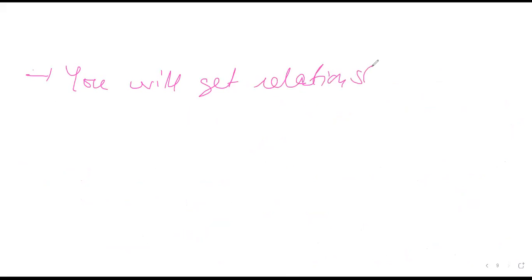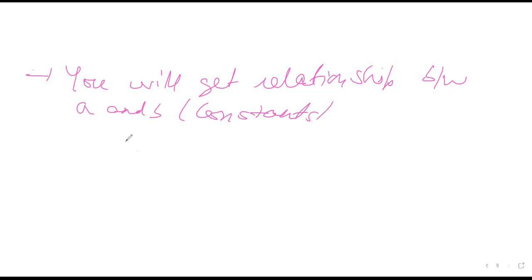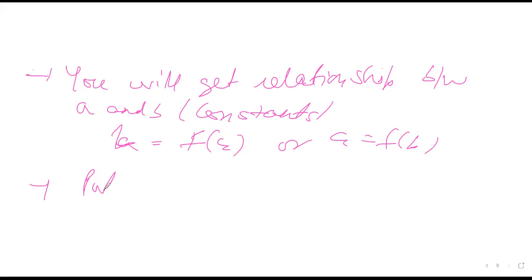After that, you will get a relationship between A and B. That is, between the arbitrary constants we will get a relation. That is, B is equal to some function of A, or A is equal to some function of B. Whatever you like, both are fine. Then put B equals f(A), or the otherwise, in the complete integral.